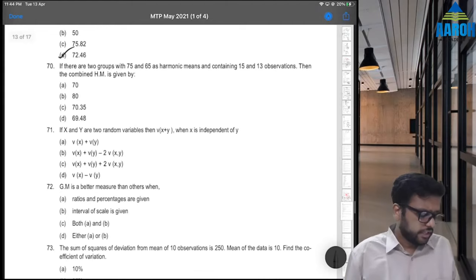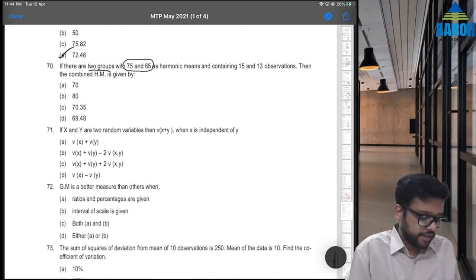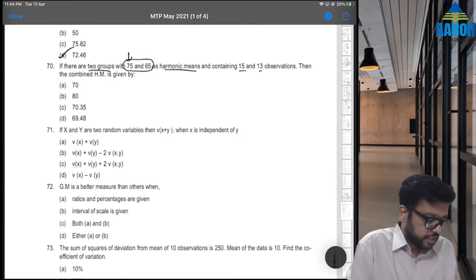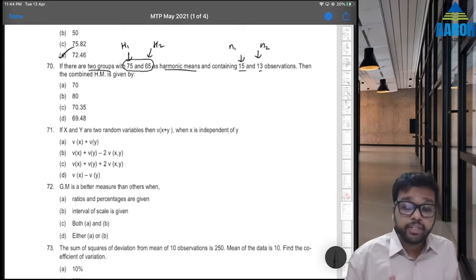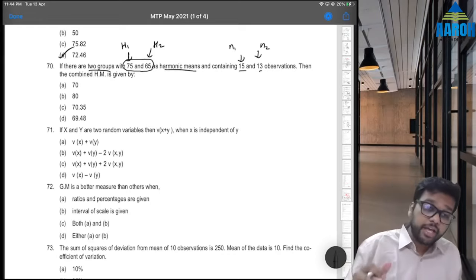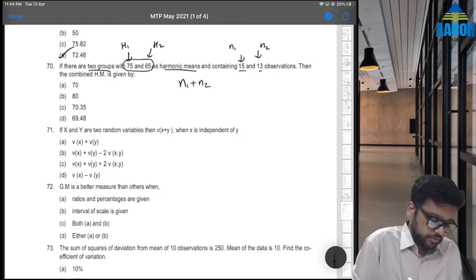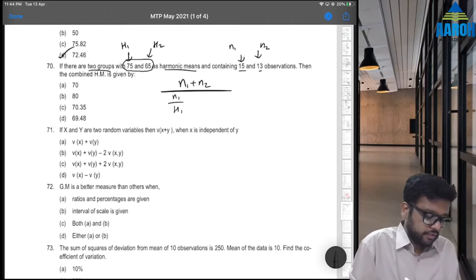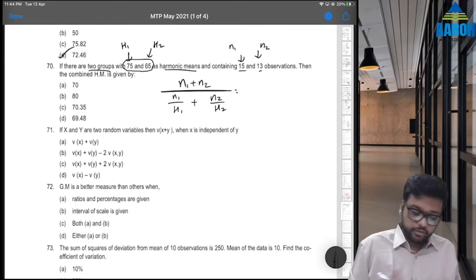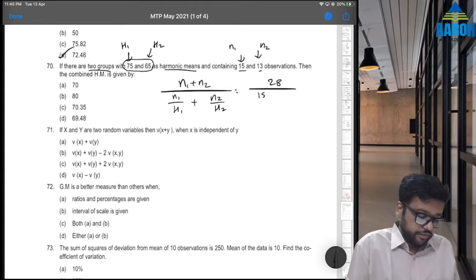Next. If there are two groups with 75 and 65 as harmonic means and containing 15 and 13 observations, meaning this is the harmonic mean of the first, this is the harmonic mean of the second, n1 is the observations of the first, n2 of the second, then combined harmonic mean is, the formula of combined harmonic mean is same as formula of harmonic mean for frequency data. So it is n1 plus n2 upon n1 by h1 plus n2 by h2. That will be n1 plus n2. 15 plus 13 is how much? 28 divided by 15 by 75 plus 13 by 65.